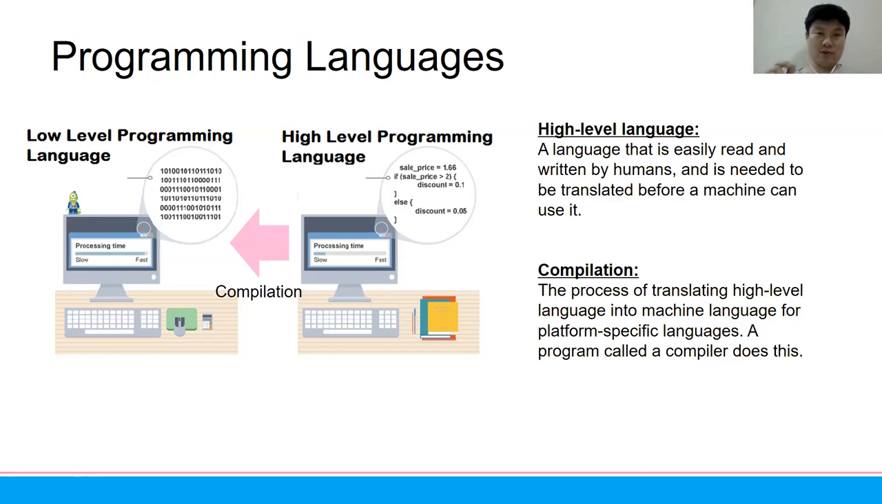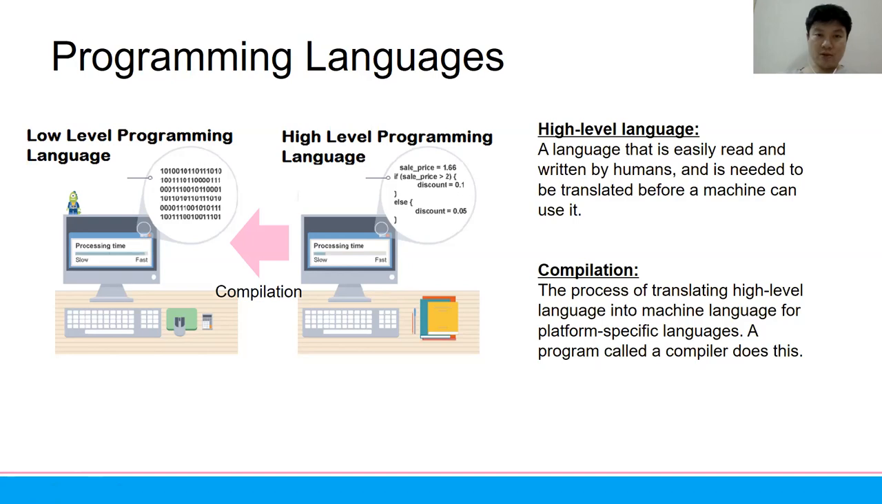So we need to have the high level programming language. What is a high level programming language? It is a language that is understandable by humans. A high level language is a language that is easily read and written by humans, and needs to be translated before a machine can use it.